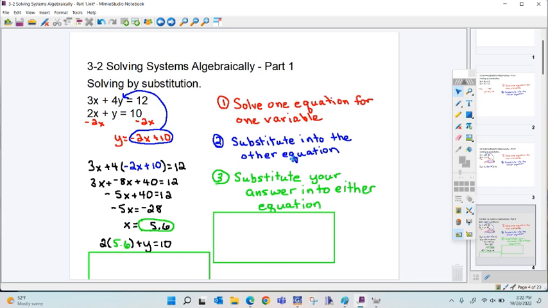I got that right, and then I got 11.2. And then you got 11.2 plus y equals 10. So you would subtract 11.2. Subtracting 11.2 gives you negative 1.2, and that's your y. So as an ordered pair, x is 5.6 and y is negative 1.2.